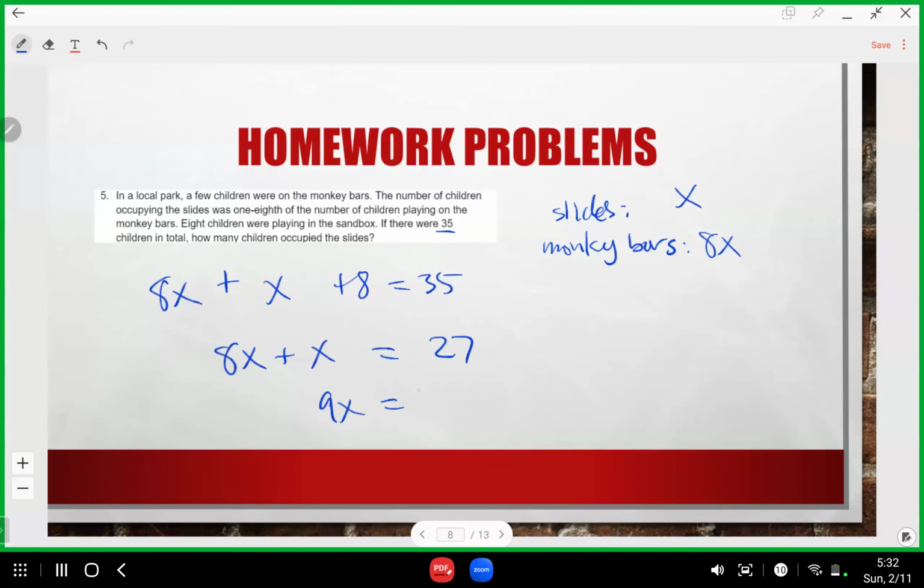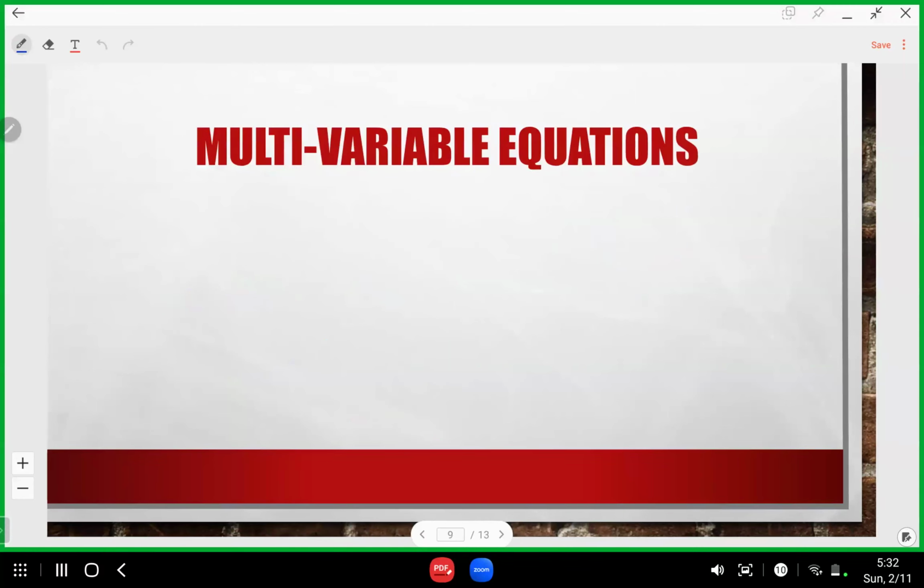So 9x is equal to 27, x is equal to 3. So the people on the slides would be 3. Okay, so very good. That is all for homework. Now let's go to what some multivariable equations are.